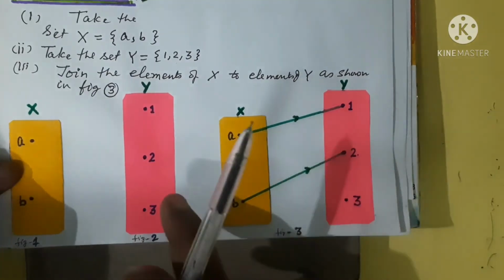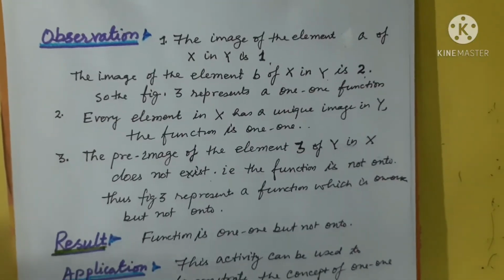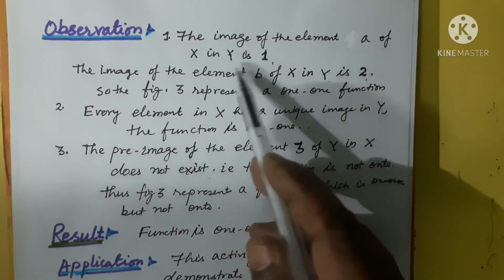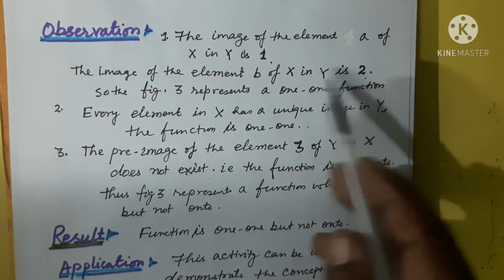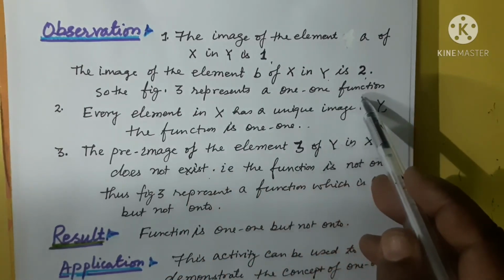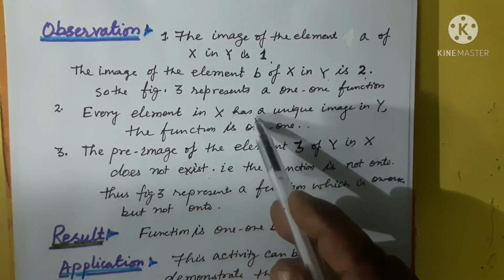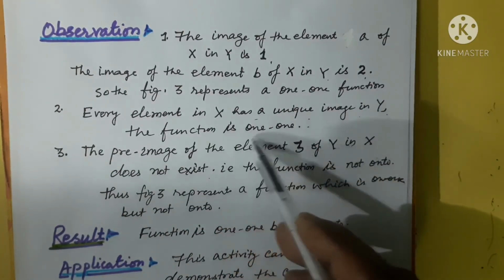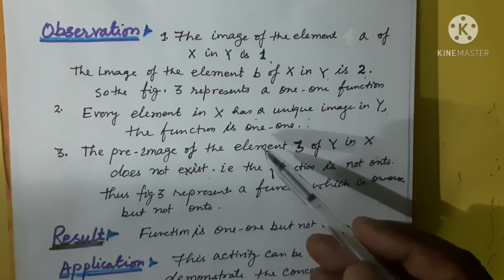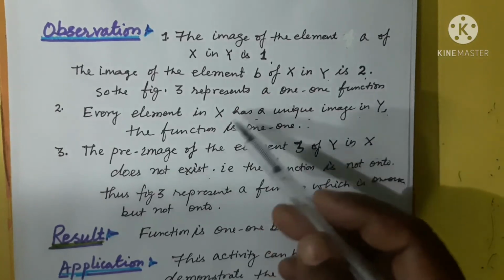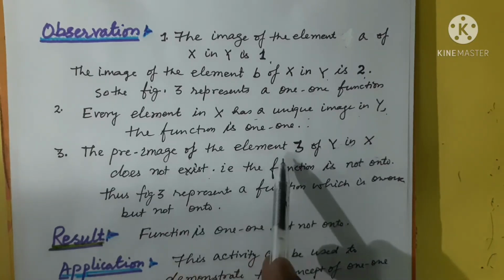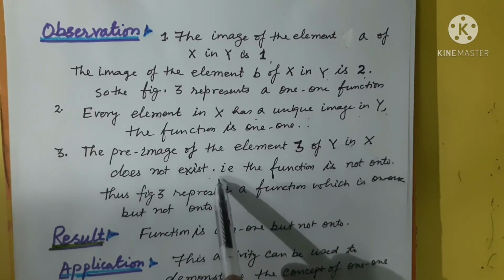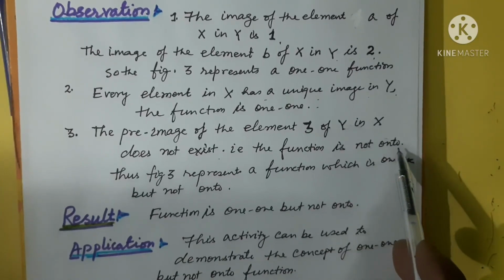The demonstration of this mapping is also described in the observation. The image of the element A of X in Y is 1. The image of the element B of X in Y is 2. So figure 3 represents a one-one function. The second point is that every element in X has a unique image in Y, so the function is one-one. We can understand from the mapping of the function in figure number 3 that the pre-image of the element 3 of Y in X does not exist. That is, the function is not onto.